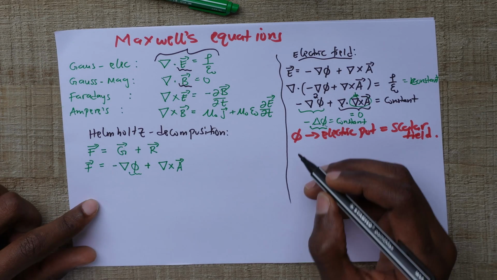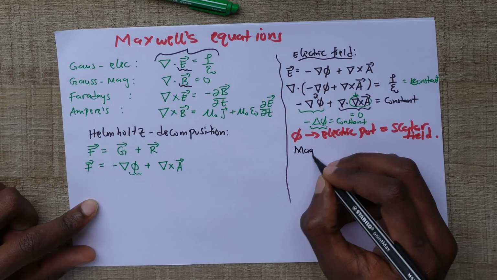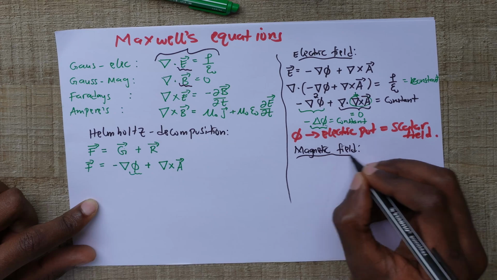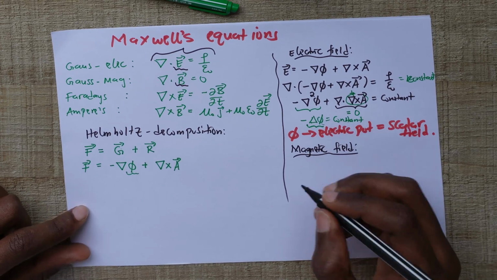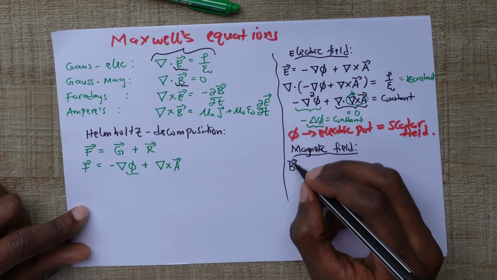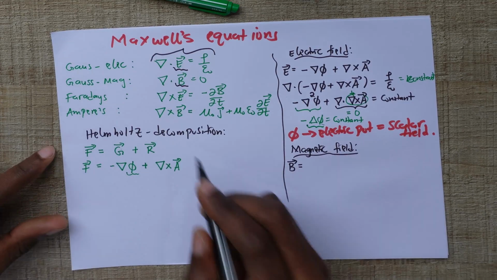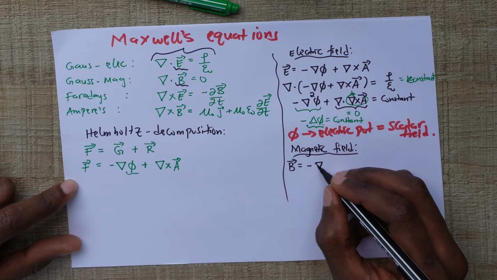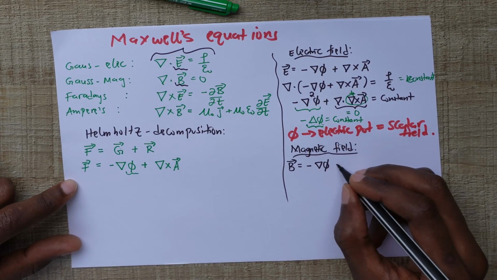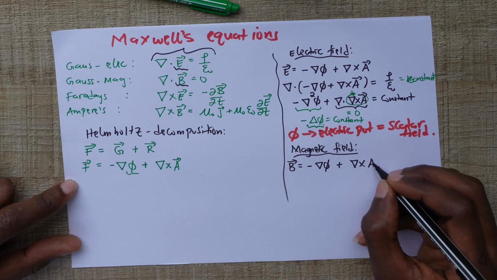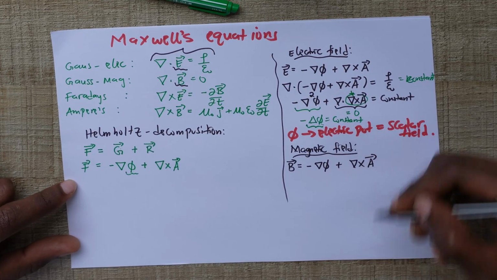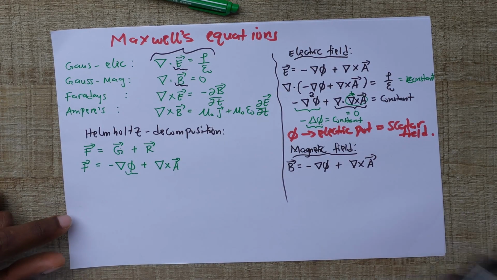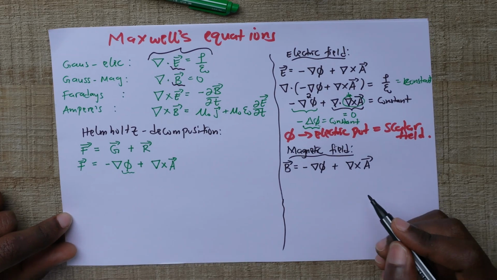Okay, so now let's see what we get for the magnetic field. So similarly, we can also write B, using Helmholtz decomposition. So I'm going to write it as negative nabla phi plus nabla cross A. I'm just using the same expressions, but you get it. This phi is just like a scalar field if you want, and A is a vector field. Okay, so B is written thus.